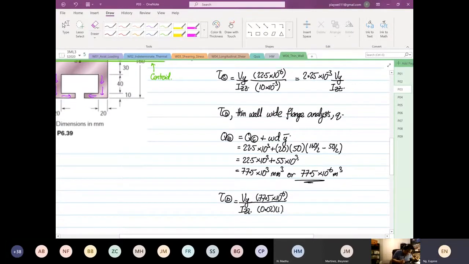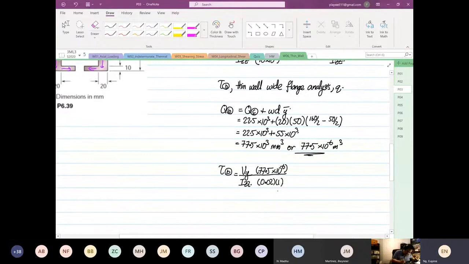And then multiply by 1. Why multiply by 1? Because it is wide flange. You don't need to write this, the multiply by 1. I'm just teaching now, okay? So that's why I'm writing it.